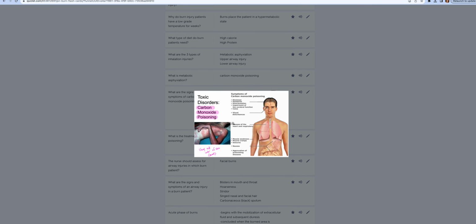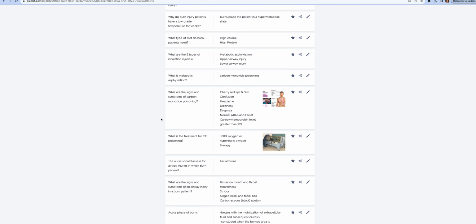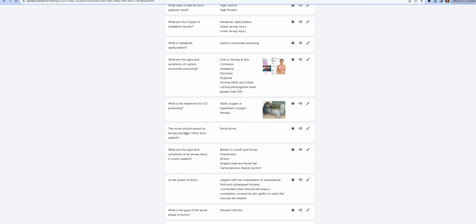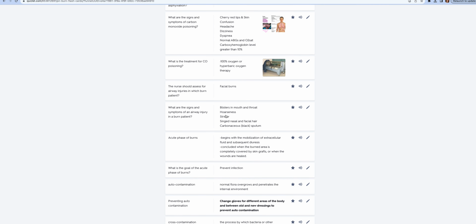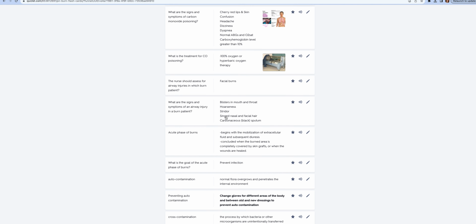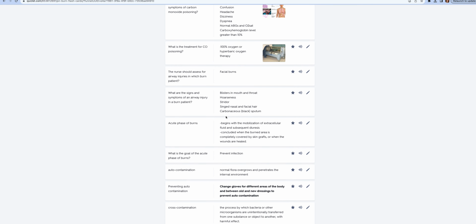So this is what you might see if you see cherry red right here, and the lips would be cherry red. All right, the treatment is going to be 100% oxygen. They can also do hyperbaric oxygen therapy, but that's not readily available, so 100% oxygen. Anybody that has facial burns, you need to look for airway injuries. The signs and symptoms of airway injury include blisters in the mouth, hoarseness, stridor, singed nasal and facial hair, and carbonaceous black sputum.